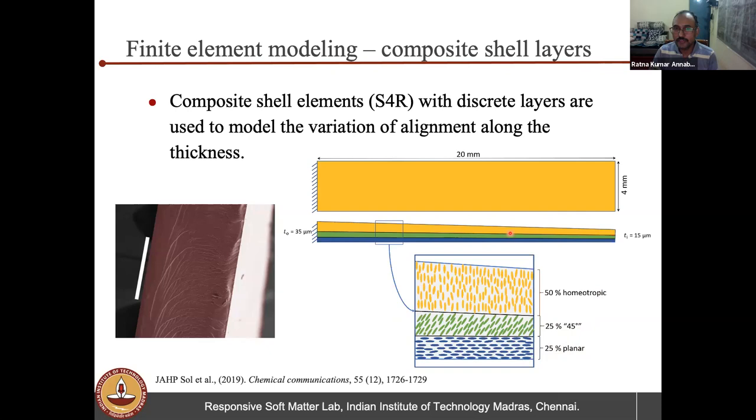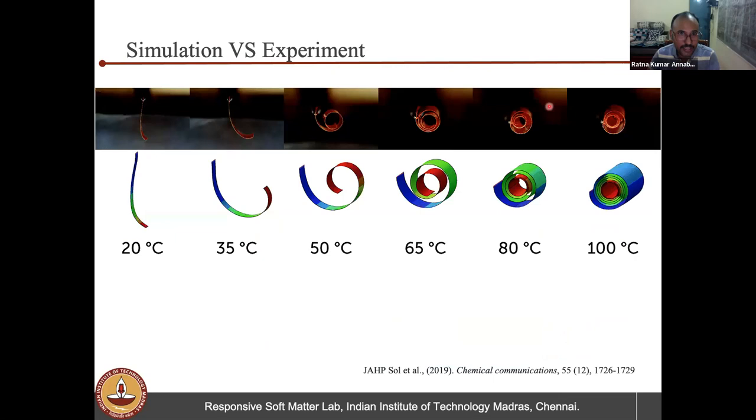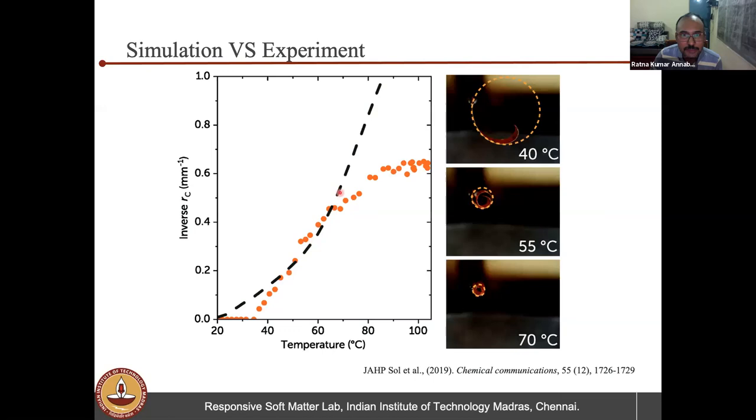So this is the comparison between the experiments and simulations. Although simulations overpredict a little bit, because in the experiments there is some addition that creeps in at higher temperatures and longer times, which is not modeled in the simulations, if you compare the curvature, it matches reasonably well at lower temperatures.